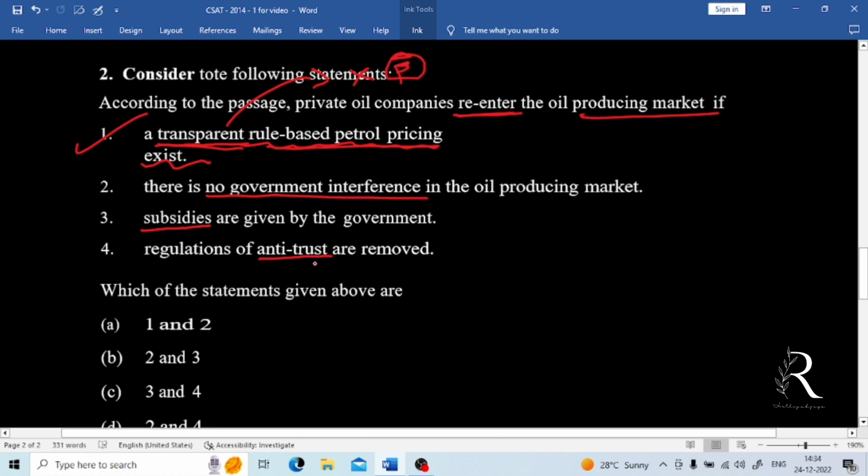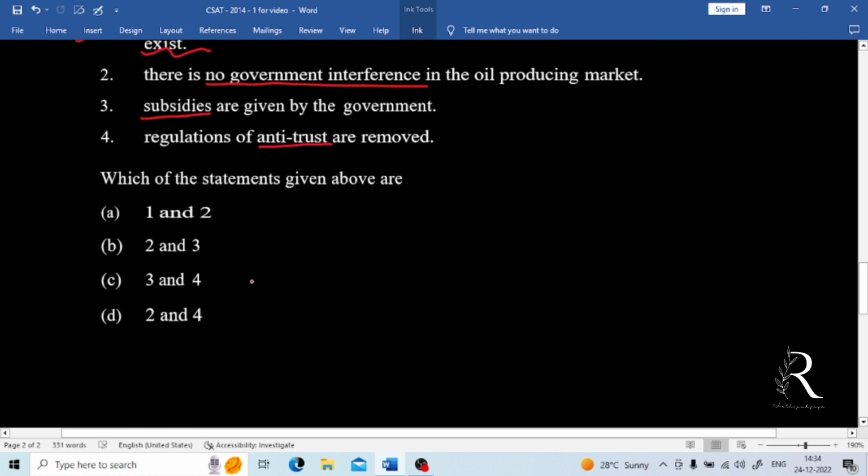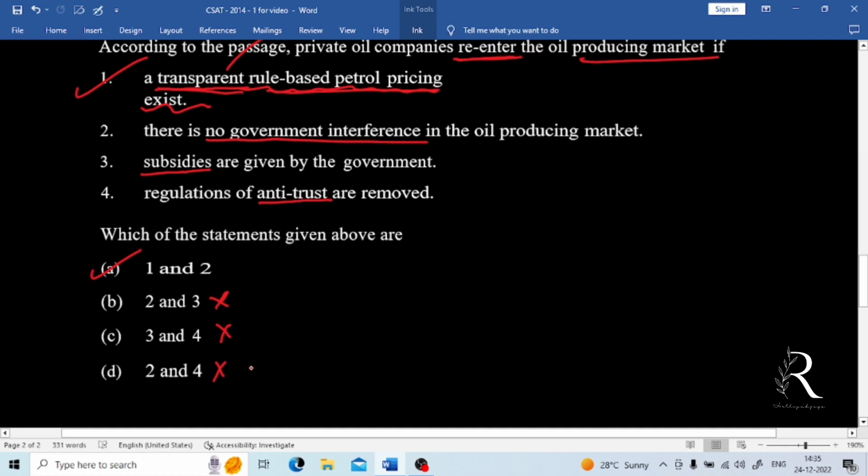That is the main theme. So the first statement must be there. If the first statement must be there in my answer, dear friends, it is easy: B, C, D are eliminated. Straight away go to the answer. Option A is the correct answer, 1 and 2, without reading statements 2, 3, 4, because transparent rule based petrol pricing is required. That is the argument throughout the entire passage.